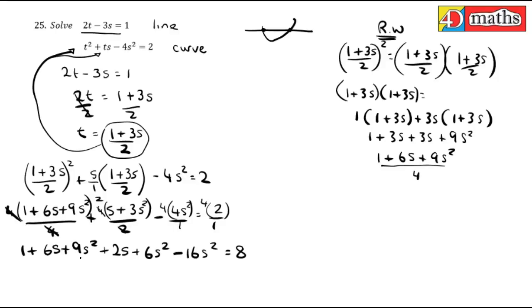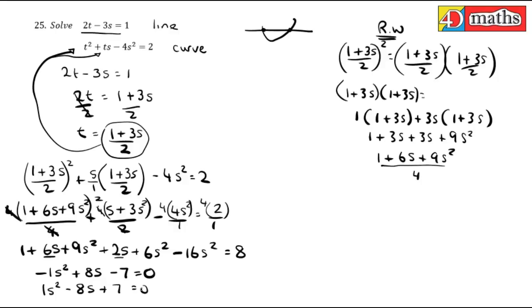Tidying it up, 9 and 6 is 15, minus 16, you're left with minus 1s squared. 6s plus 2s is 8s. 1 minus 8 is minus 7, equals 0. So we nearly found what s is. Okay, so I'm going to change the signs. 1s squared minus 8s plus 7.